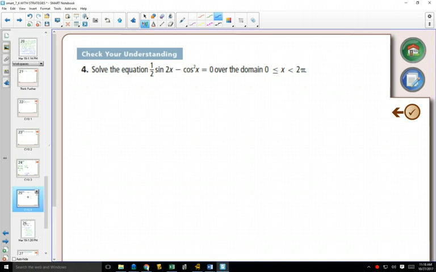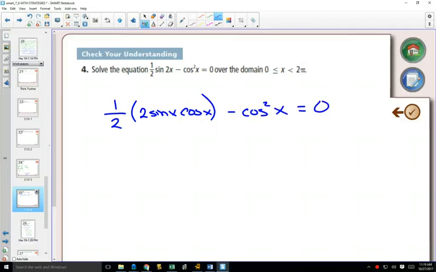Can you see in example 4, you have a double angle. You have a sine 2x. We also have another trig function. So the very first thing we have to recognize is we cannot solve this as a multi-revolution question. We're going to have to use our identity. And right away we change the sine 2x to 2 sine x cos x minus cos squared x equals 0.